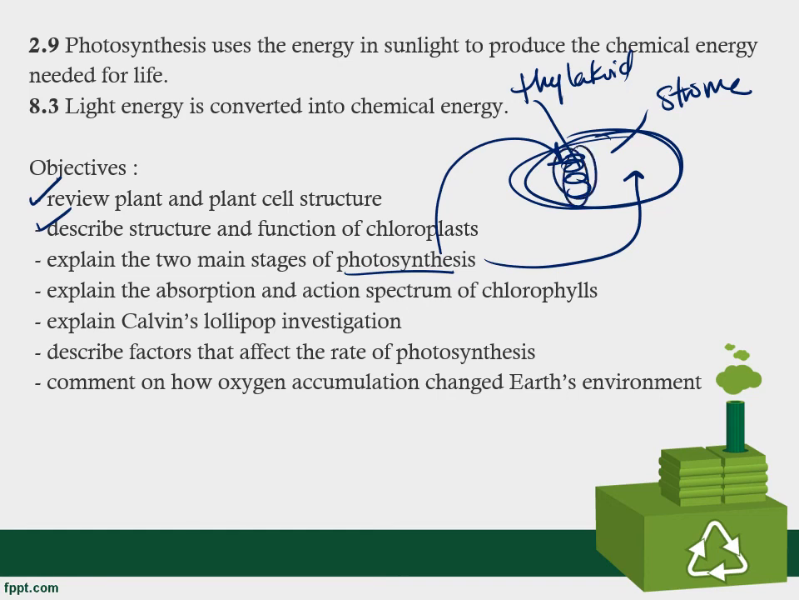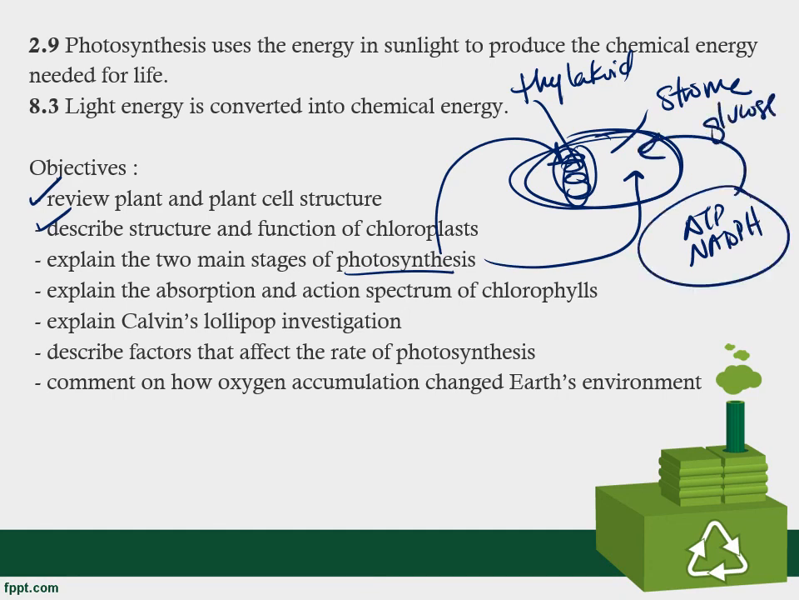In that first stage, we make some ATP and some NADPH, and that's used in the second stage to make some glucose. We talked about the absorption and action spectrum of chlorophylls. They don't like green. They act a whole lot better with reds and purples. We explained Calvin's Lollipop Investigation, where he added radioactive CO2, carbon-14 in the CO2, and he saw that GP got made first and then TP got made next, and then it turned back into RUBP, ribulose bisphosphate.